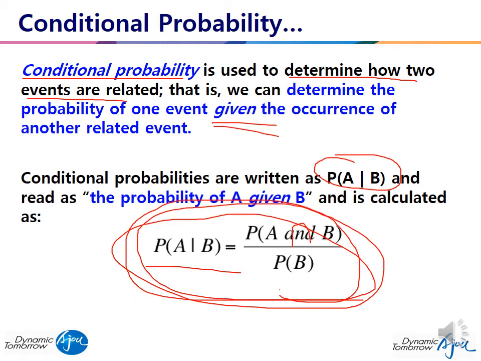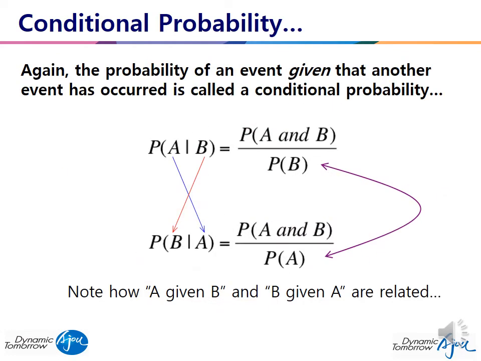You can see this as a definition. Again, the probability of an event given that another event has occurred is called conditional probability. Probability A given B is equal to probability A intersection B divided by probability B. Probability B given A is probability B intersection A divided by probability A. Probability B intersection A and probability A intersection B are the same. Note how A given B and B given A are related.